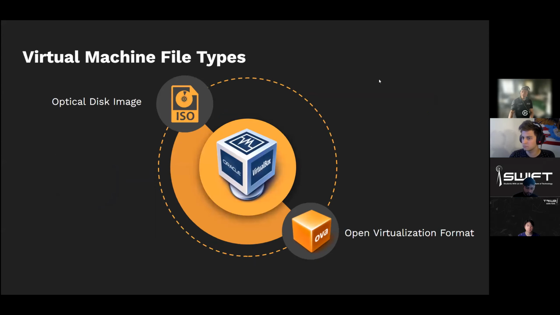Now let's talk about virtual machine file types. Today, you're going to encounter ISOs and OVAs. Although there are a lot more file types, these are the ones you're going to be using today. An ISO is an optical disk image. You could think of this as a CD. In your computer, you have a drive that extends out to accept CDs. ISOs are the same thing. And it's the normal process of installing an operating system.